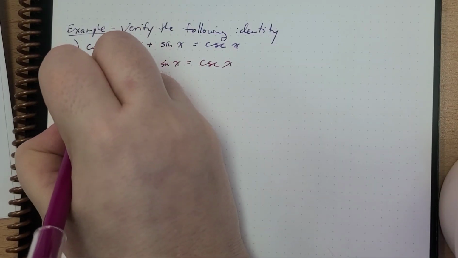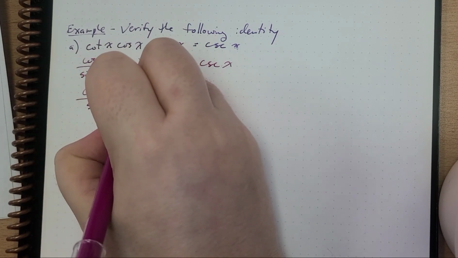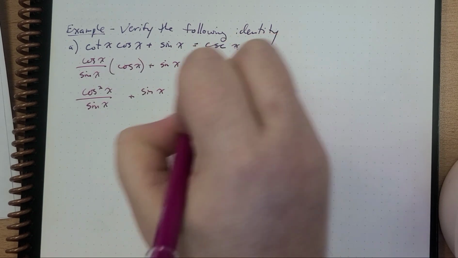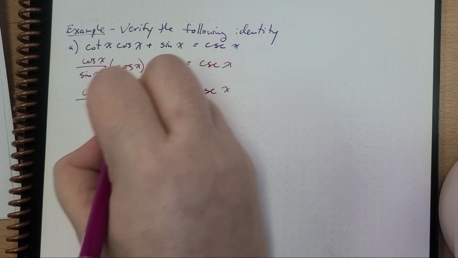So we really should leave one side the same. So this becomes cosine squared of x over sine of x plus sine of x is equal to cosecant x. All right, so now we really need to have a common denominator. Well, for that, we're going to use sine of x.